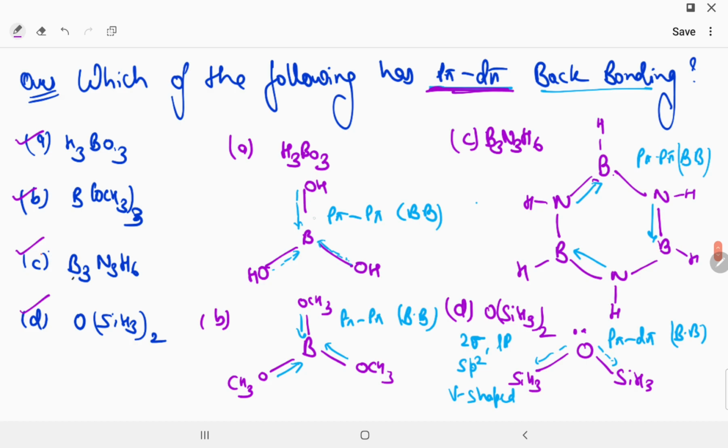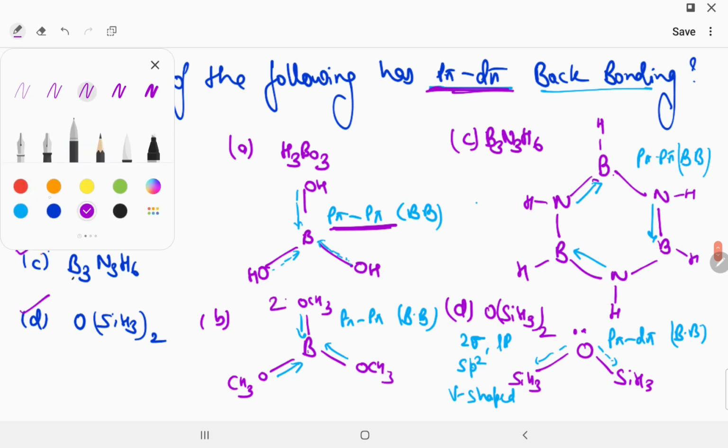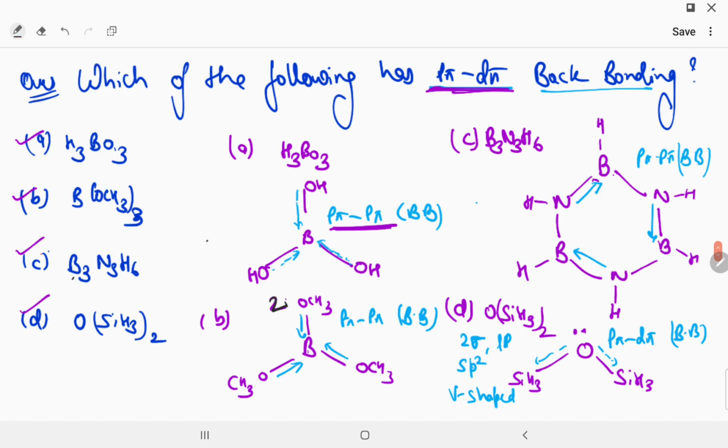In H3BO3, the back bonding is between p pi in boron and O, which is a second period element. We can say directly this is a second period element, this is a second period element. So it is back bonding between p pi. Boron and oxygen are also second period, so the back bonding is p pi. Boron and nitrogen are also second period, so it has back bonding but p pi. I am not saying that it does not show back bonding. They show back bonding but p pi, not p pi d pi.